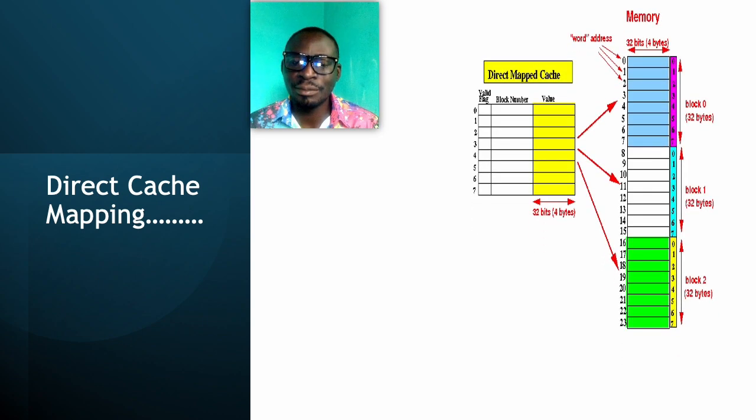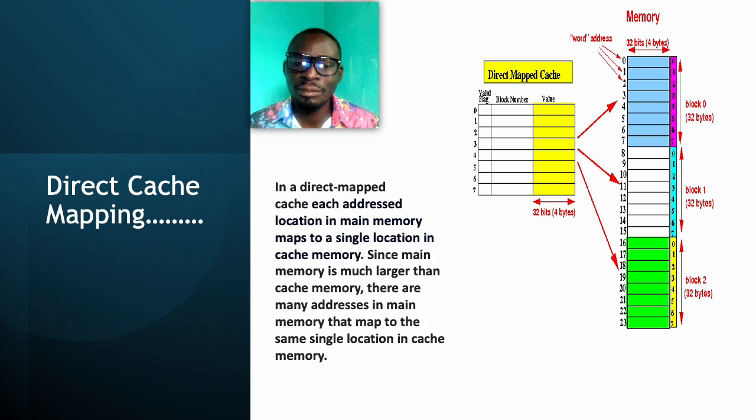More on the direct cache mapping. In a direct mapped cache, each address location in main memory maps to a single location in cache memory. Since main memory is much larger than cache memory, there are many addresses in main memory that map to the same location in cache memory.